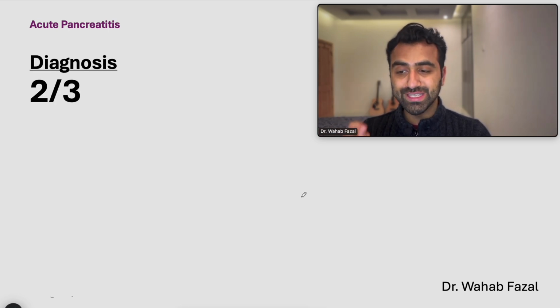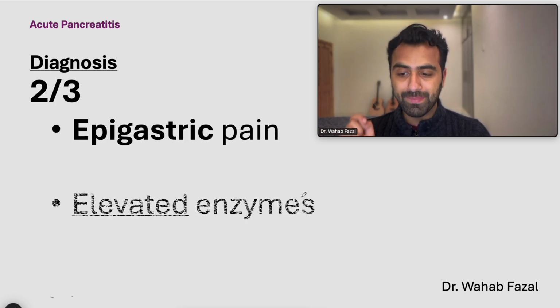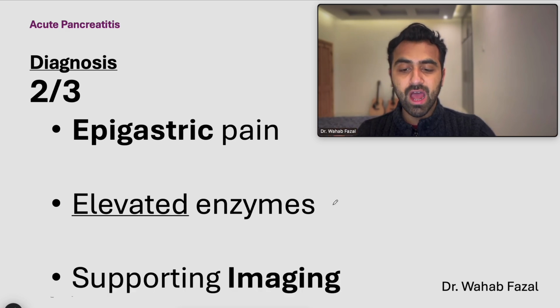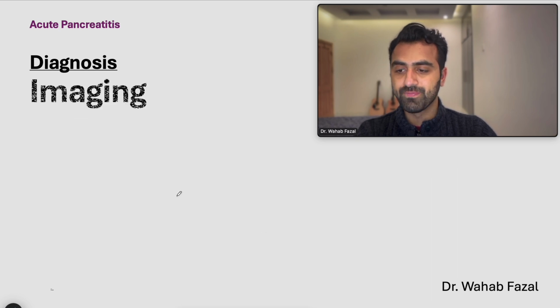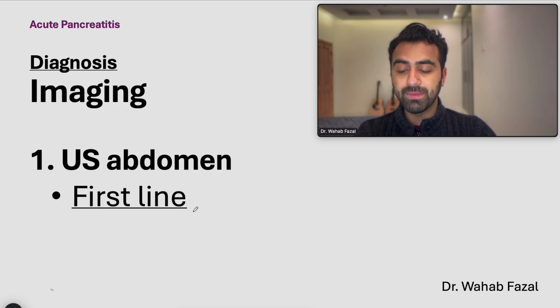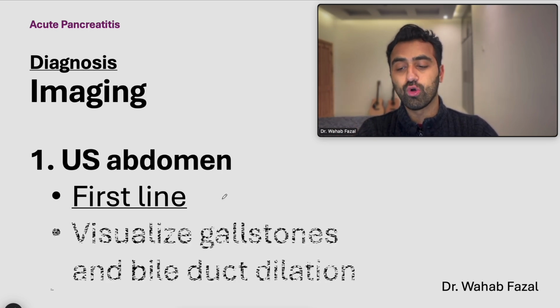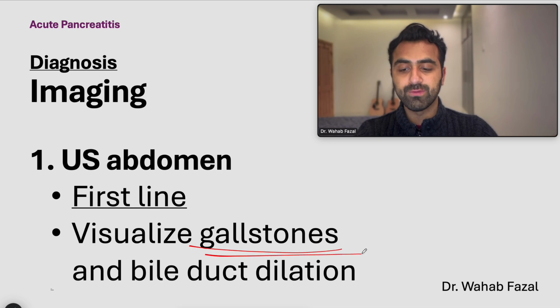Remember, for the diagnosis, you follow the 2 of 3 criteria of epigastric pain, elevated enzymes up to 3 times the upper level of normal, and then of course supporting imaging. For imaging, ultrasound abdomen is the first line, particularly why? Because biliary pancreatitis is the most common type of pancreatitis. Most commonly it's due to gallstones. Therefore, this is great for visualizing gallstone and bile duct dilation.